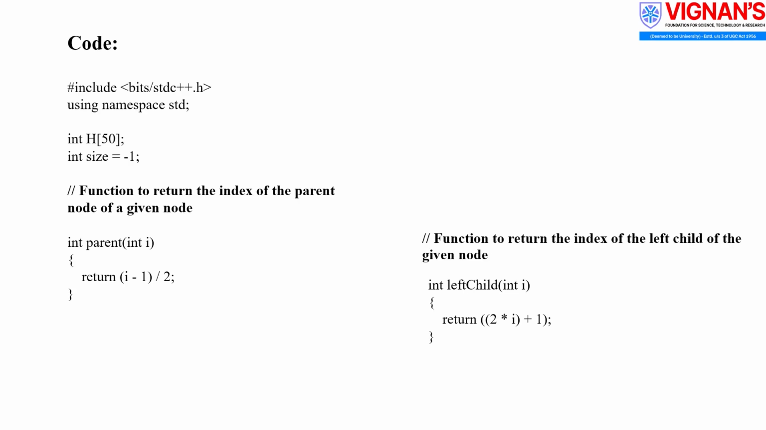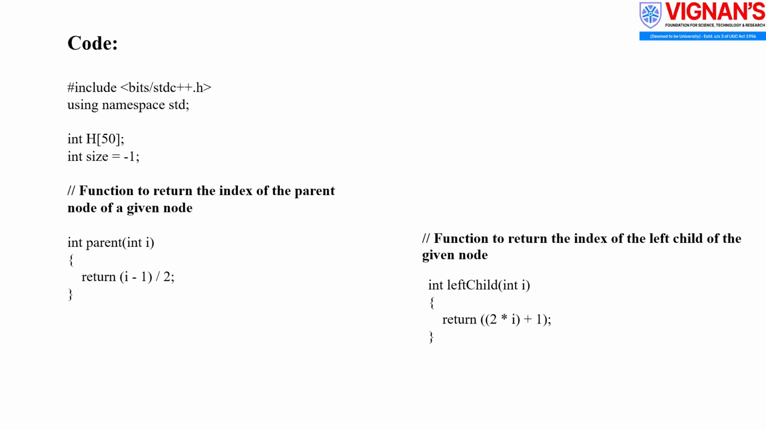Code explanation for binary heap. This program begins by including the standard C++ header file and using the standard namespace. An integer array named h of size 50 is declared to store the heap elements. A variable named size is initialized to -1, which indicates that the heap is initially empty.